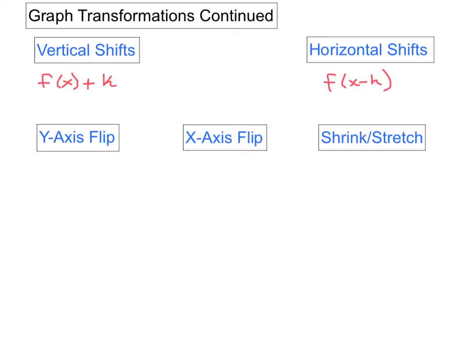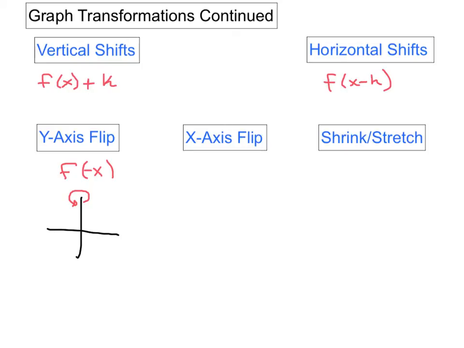A y-axis flip is when it's multiplied by a negative. So we're going to take our function and it's going to be multiplied by a negative on the inside. Okay, so that's going to take our graph and flip it about the y-axis.